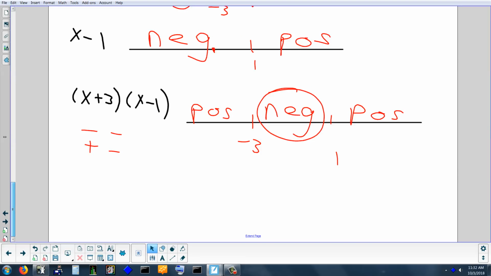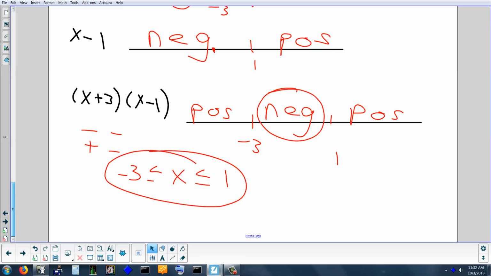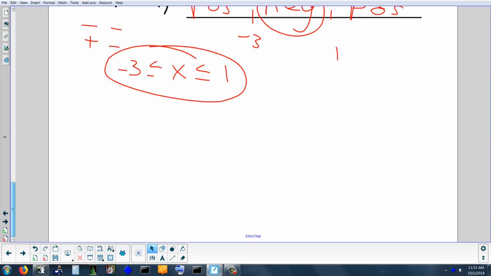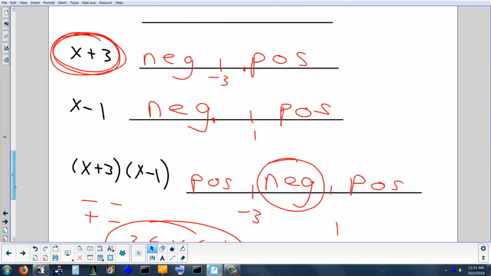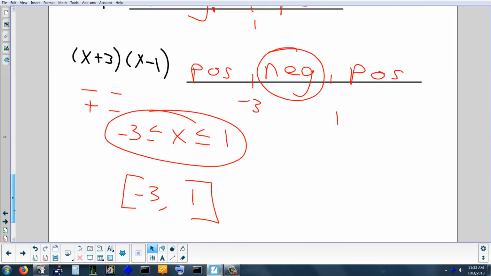So we could write that as a conjunction we learned yesterday. Smaller number on the left, bigger number on the right. Anything between -3 and 1. Or if they asked you to do it as an interval, you can pick any number from -3, including it, up to 1, including it. Good. Any questions on that?